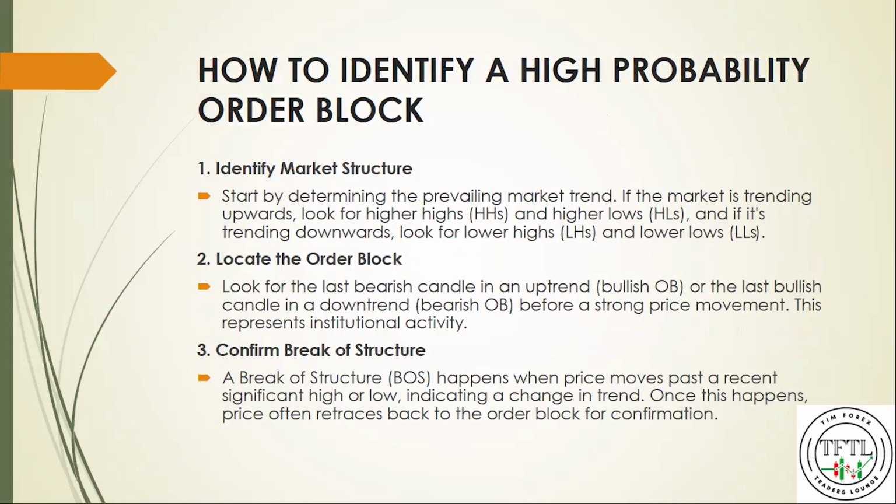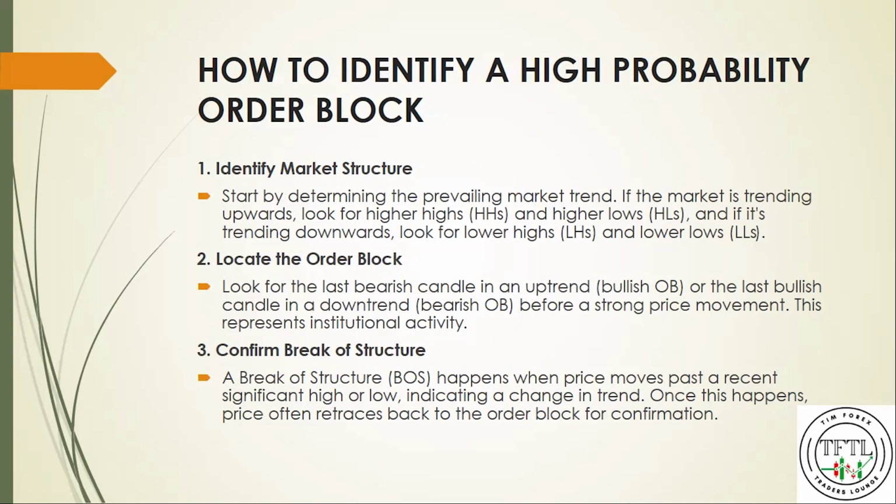Now we are going to look at how we are able to identify these high probability order blocks in conjunction with the characteristics that we have looked at. So the first step that we need to do is to identify the market structure. The market structure here is very significant. So start by determining the prevailing market trend.